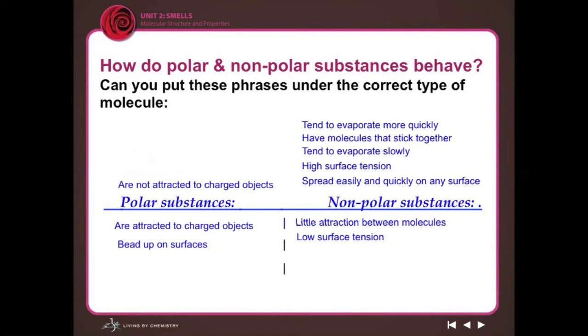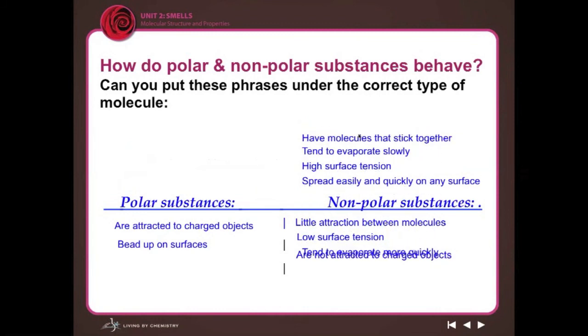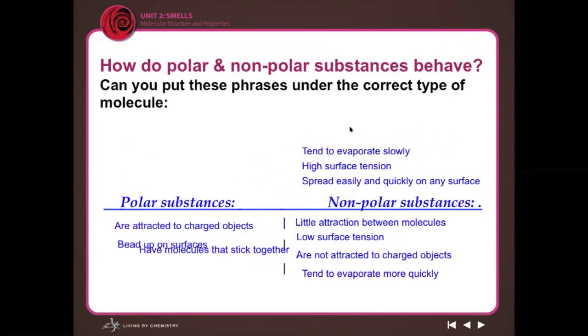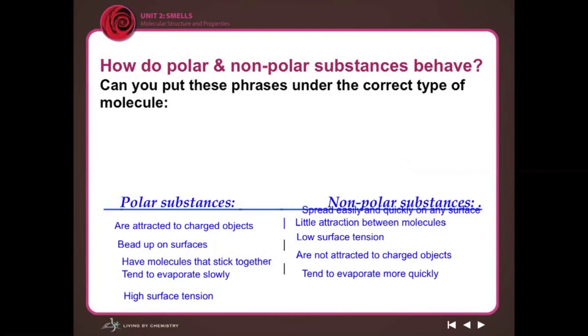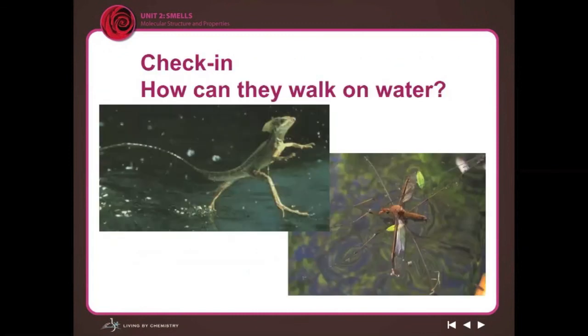Not attracted to charged objects. Well, that would be nonpolar. Which one would evaporate more quickly? Well, things that didn't have bonds holding them together. Nonpolar. Have molecules that stick together. Stickiness is a polar property. Evaporate slowly. If they stick together, they don't want to evaporate as quickly as if there's no force holding them together. High surface tension, the opposite of low surface tension, would be polar substances. And spread easily and quickly on any surface. Well, that would be polar substances. And there you have it.